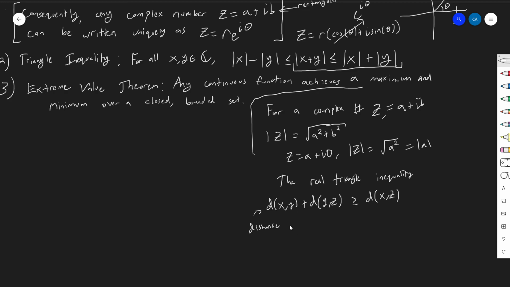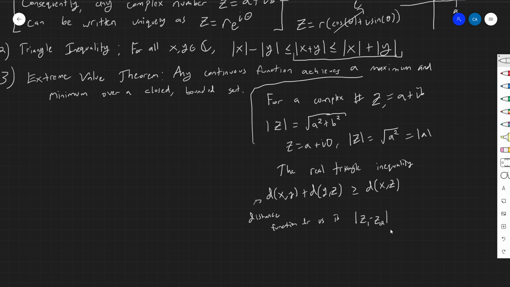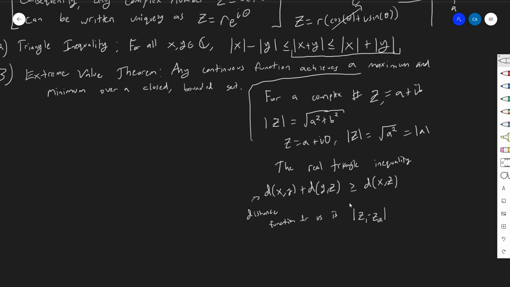And in our case, our distance function is the magnitude of z1 minus z2. If you take the magnitude of the difference between 2 numbers, you're going to get the distance between the 2 numbers. That's true for the real numbers too, right? a minus b, that's the distance between a and b. And that's true for complex numbers as well. And this distance function is a metric. And so because it's a metric, it satisfies this triangle inequality. And so because of that, you can easily get this thing, which is what most people consider to be the triangle inequality in terms of what they use a lot.